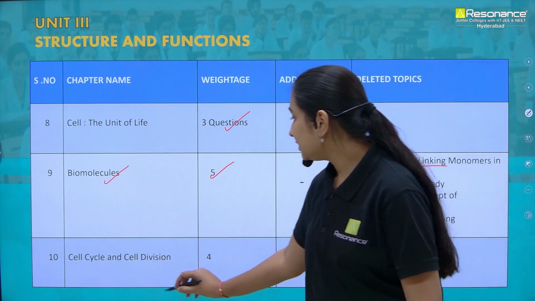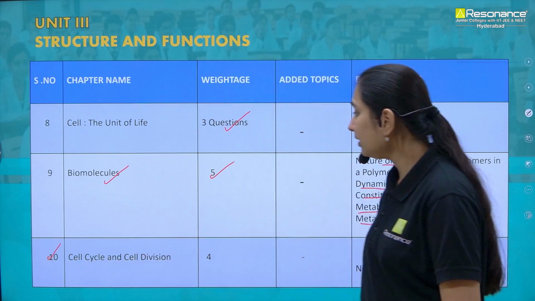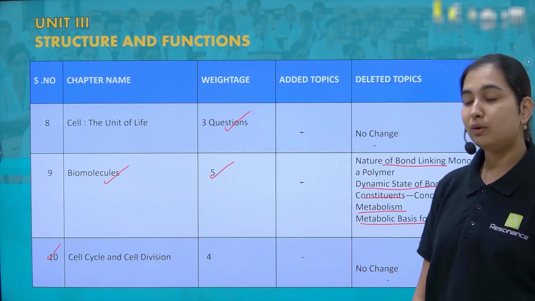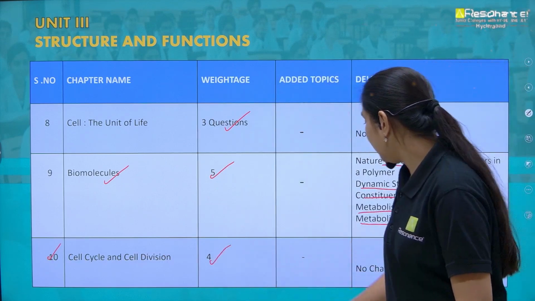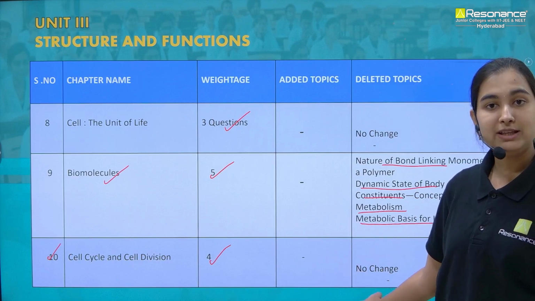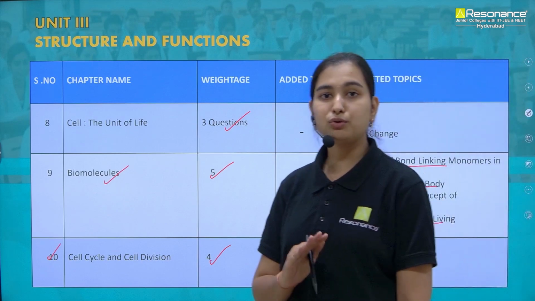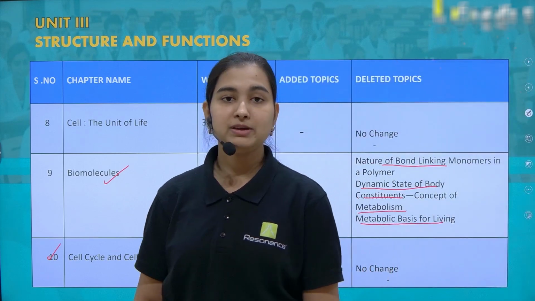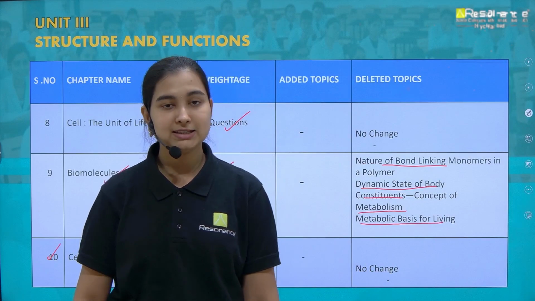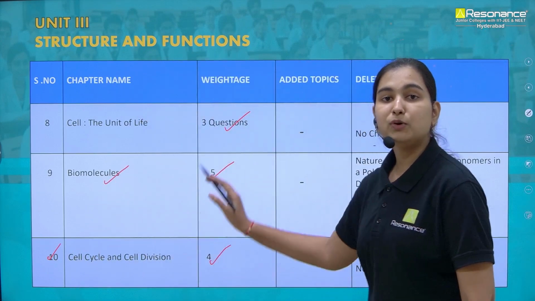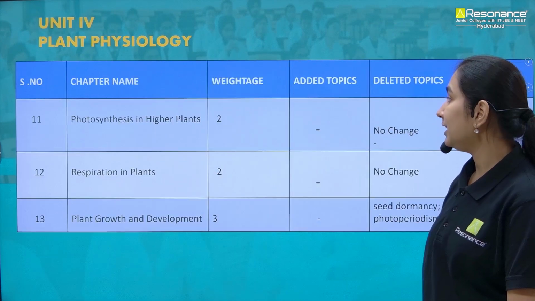Now next we have the cell cycle and division. In cell cycle and cell division, there is a weightage of 4 questions. Here there is no deletion nor addition. No topic has been added, no topic has been deleted. So that is exactly the same. Fine. So I hope you have understood this. Let us move to the next chapters.